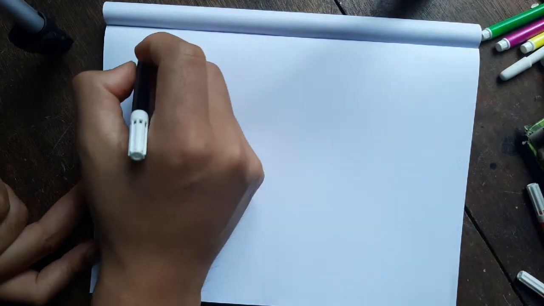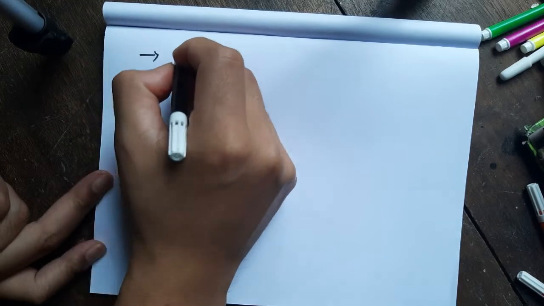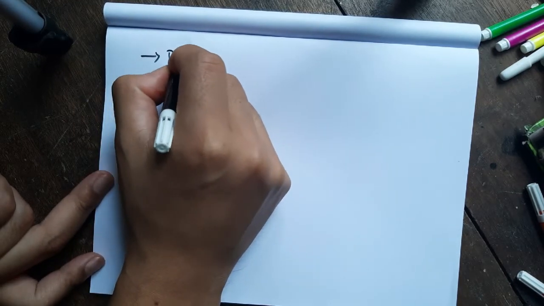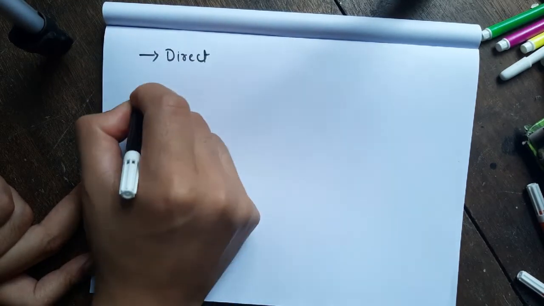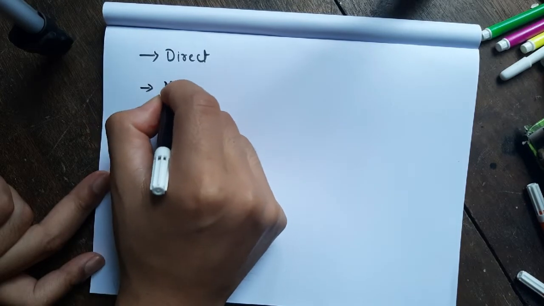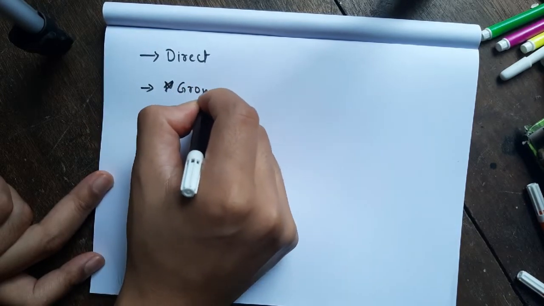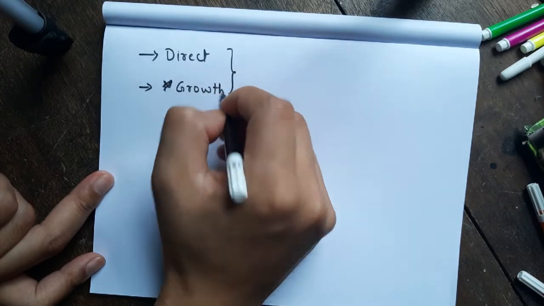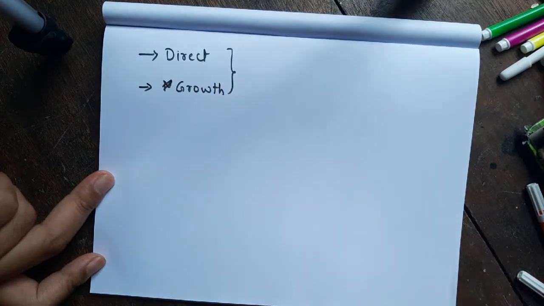So our next topic is coordination in plants, or how the plants control their movement. So we already know there are two types of movement. What were they? Direct movement. Then what is the next one? Growth. Just like us, plants also show this type of movements: direct movement and growth movement.